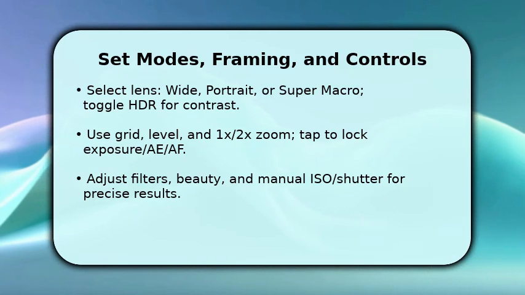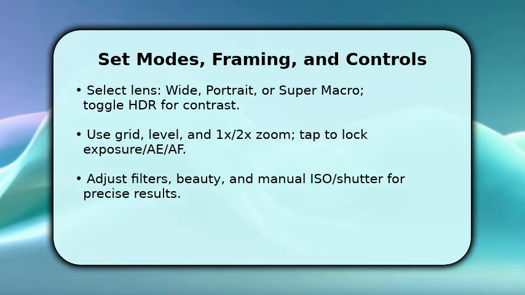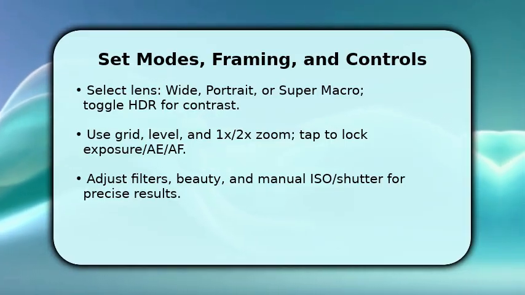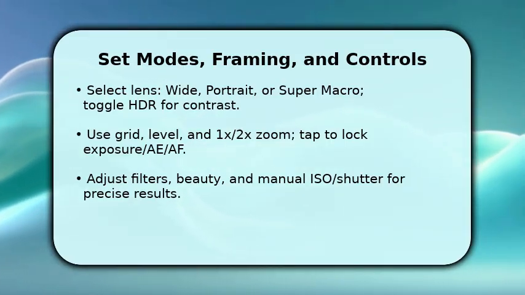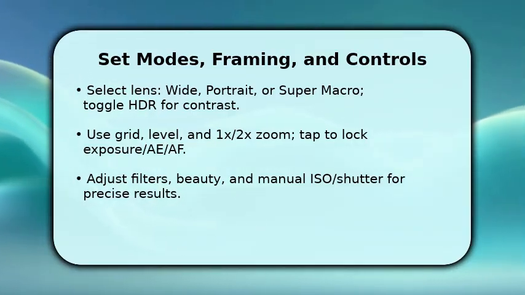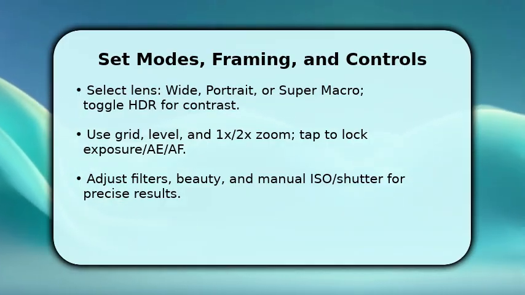Next, choose the lens and core settings that fit your shot. Once the lens is selected, wide, portrait, or macro, enable HDR for high-contrast scenes and turn on the grid and level to keep horizons straight. Tap the screen to lock exposure and focus. If you want control, open manual settings to set ISO, shutter speed, and white balance.